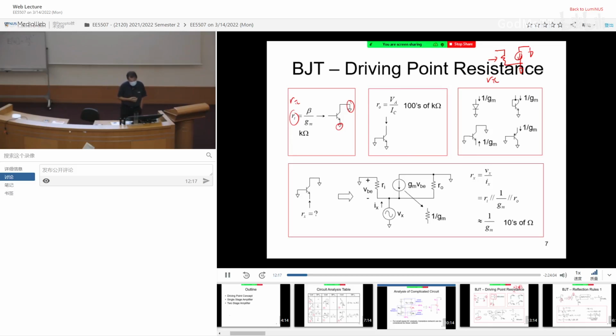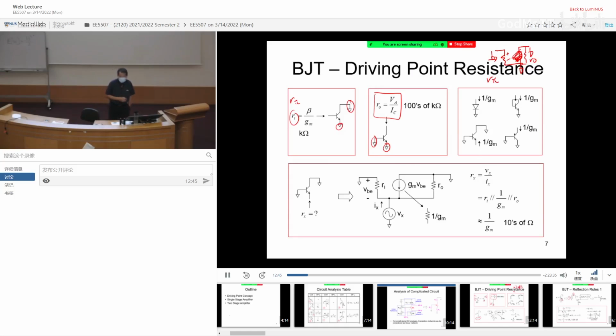With the hybrid pi model, same thing: if I have the base grounded and the emitter grounded, and I look into here, this is R0. If this is grounded, there is no voltage over the resistor, so the current source has basically no current. So you can open circuit the current source, and you only see R0. Therefore, the driving point of the collector terminal is simply R0.